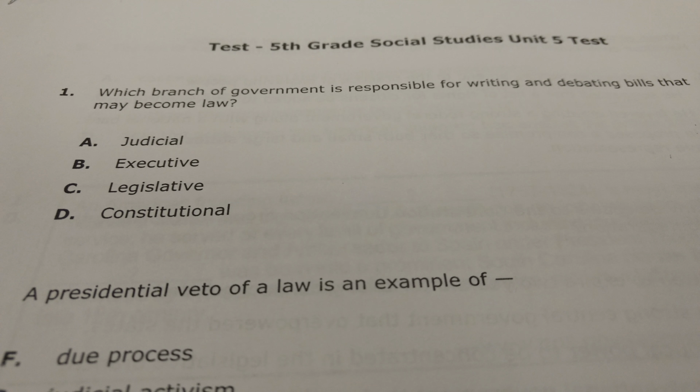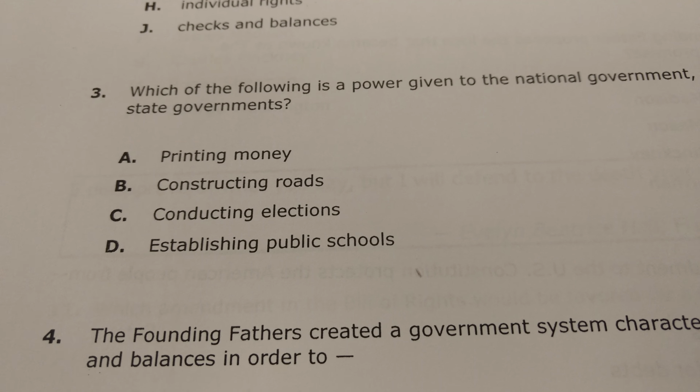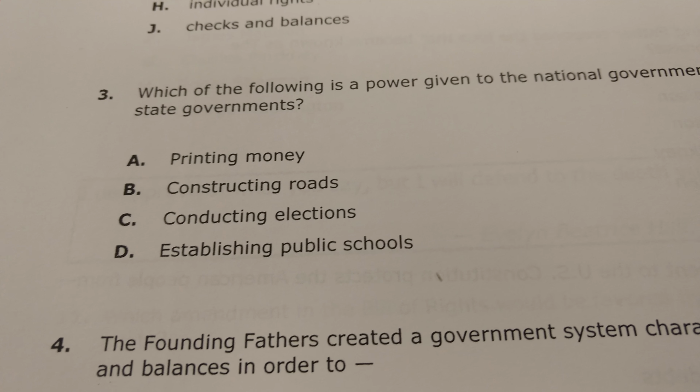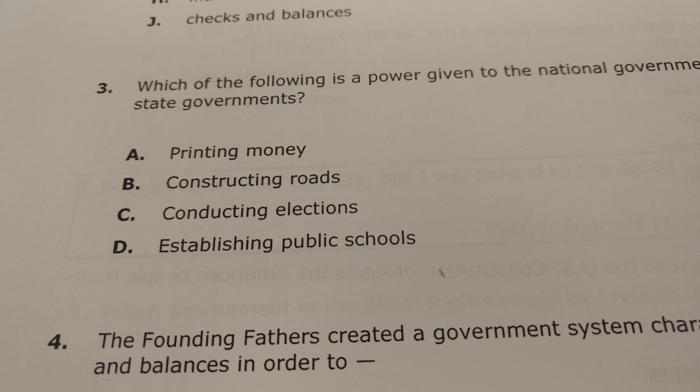Number 2. A presidential veto of a law is an example of F. Due process, G. Judicial activism, H. Individual rights, J. Checks and balances. Number 3. Which of the following is a power given to the national government but not to state governments? A. Printing money, B. Constructing roads, C. Conducting elections, D. Establishing public schools.